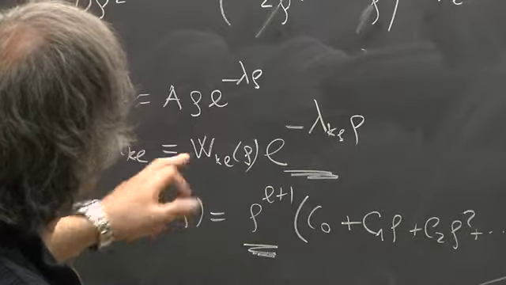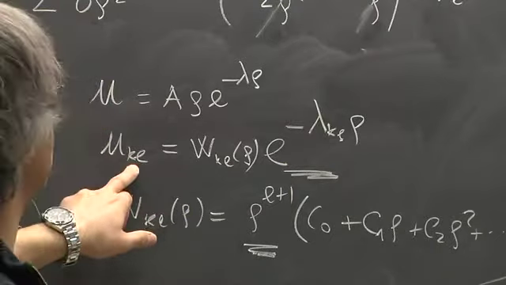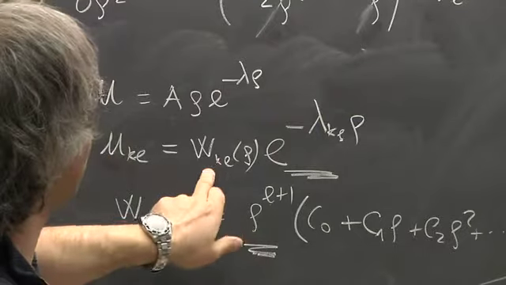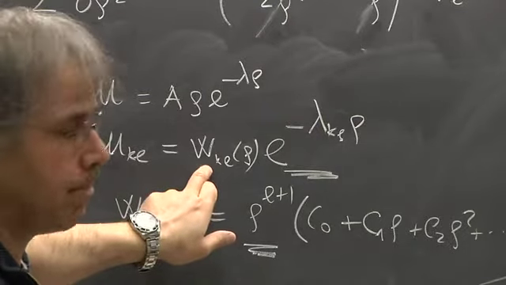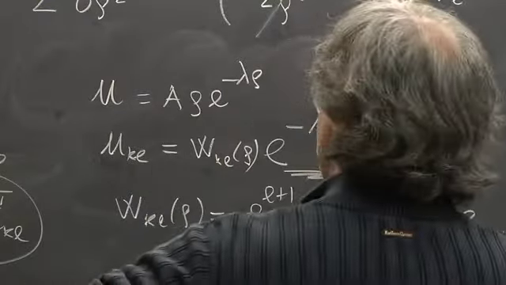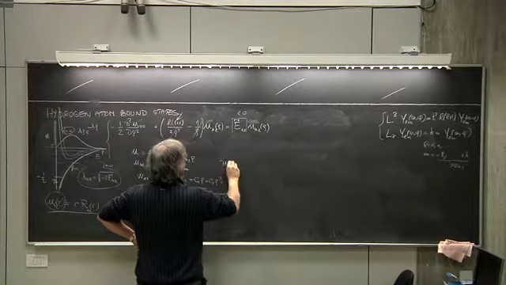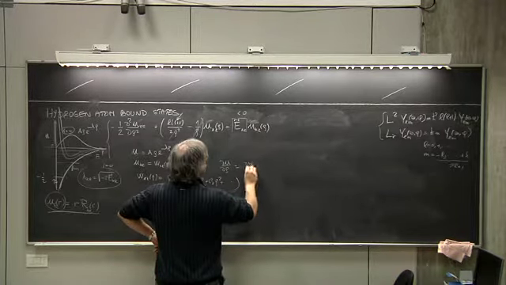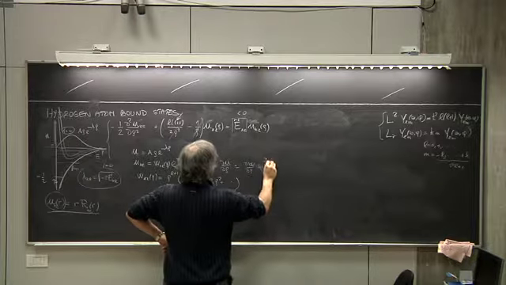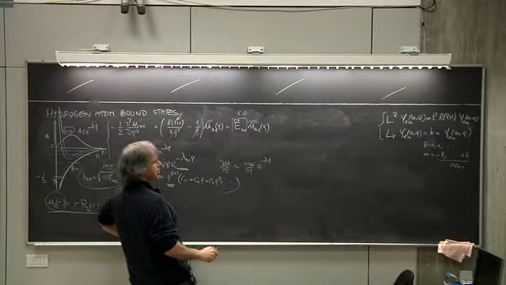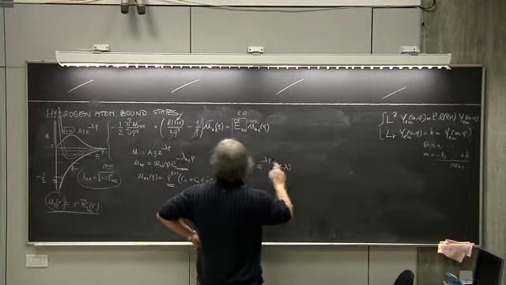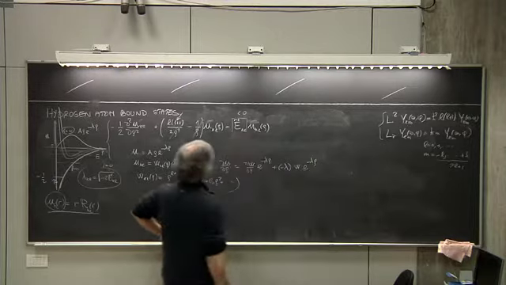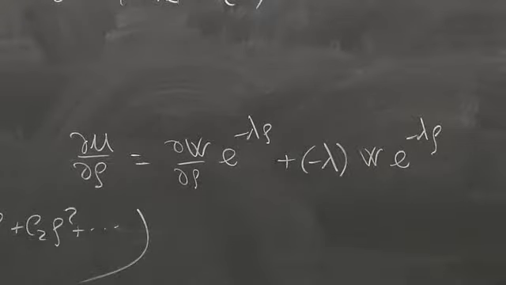So I suggest let us change variable, change function, really, and rather than working with an equation for u, let us set up an equation for w, okay? So the point is to calculate, for instance, the first derivative, and the first derivative is equal to the first derivative of w times e to the minus lambda rho. And then there is a term that is minus lambda coming from the derivative of that, w e to the minus lambda rho. Okay?